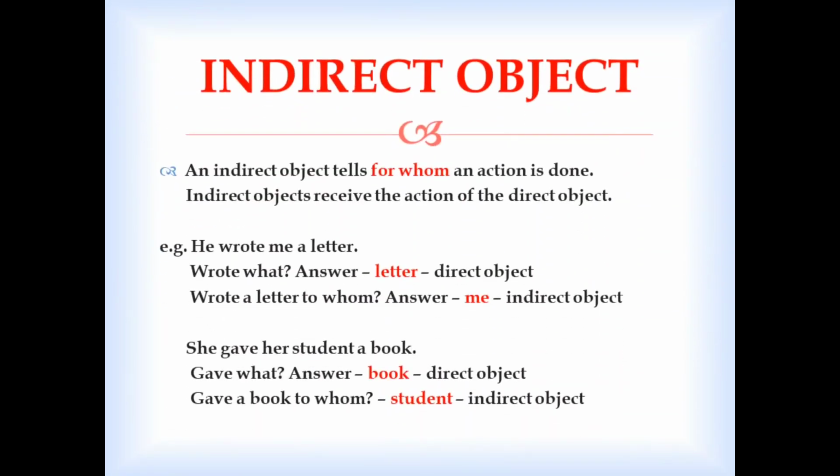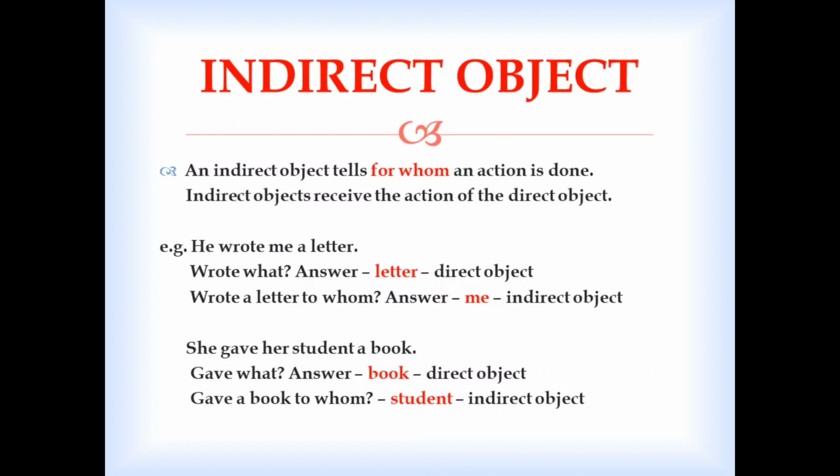What is an indirect object? An indirect object tells for whom an action is done. Indirect objects receive the action of the direct object. For example, he wrote me a letter. He wrote what? Answer is letter. Letter is the direct object. He wrote a letter to whom? Answer is me. Me is the indirect object.